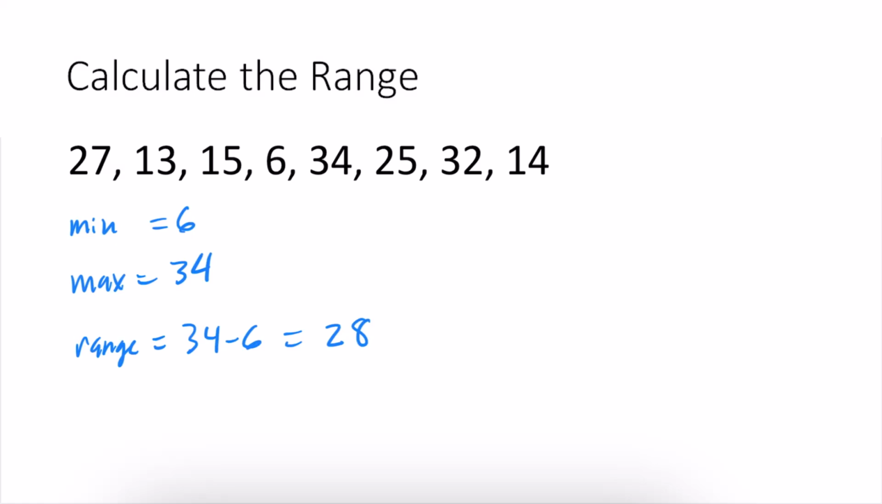And again, the range just describes how spread out the data is. So if you have a really small range, that means that the data points are all pretty close together because the distance between the smallest and largest data point is not very far apart. But if you have a really big range, then that means that your data set is more spread out.